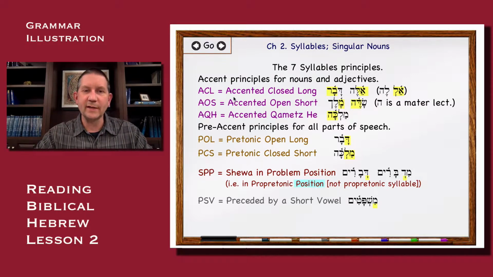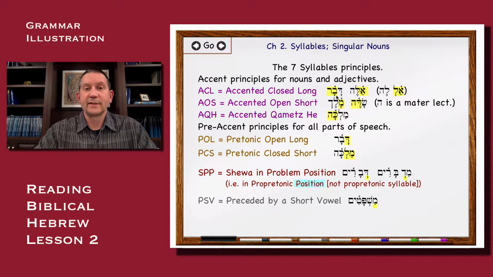ACL stands for accented, closed, and long. For example, var of davar. It ends in a consonant, so it's closed. The kametz is long. It has the accent. It's accented, closed, long. In fact, it is the syllable principle that is advising you to know that this is the long kametz, because that's the rule: accented, closed, long.